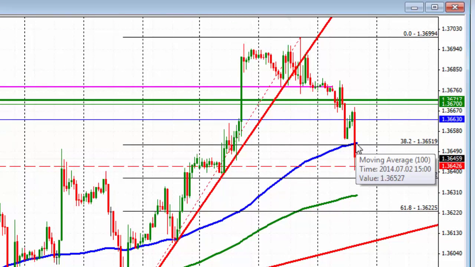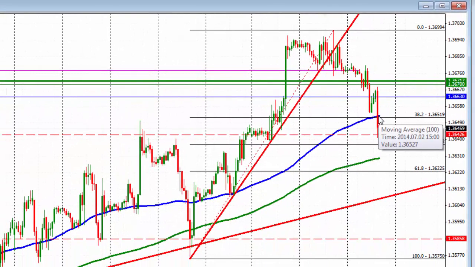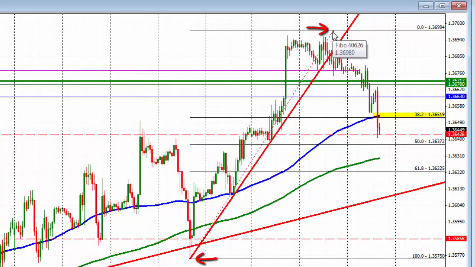Now, what is resistance against the 100-hour moving average? That's the blue line in this chart that comes in at the 136.527 level. Also near that 52.7 level is the 38.2% retracement of the move up from last week's low to this week's high. That level comes in at 136.52. So traders should expect resistance against the 136.52 level now that we're below the 200-day moving average. We're below the 100-hour moving average, 38.2% retracement.